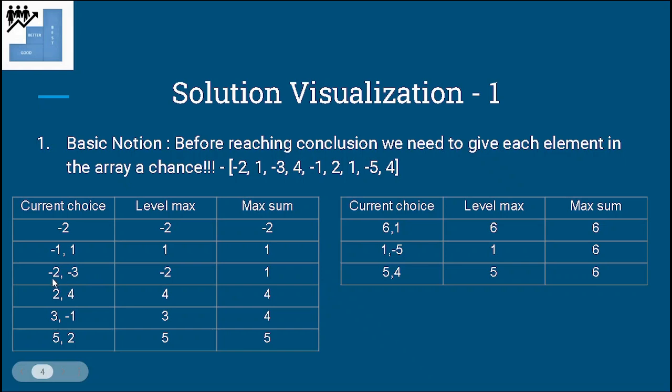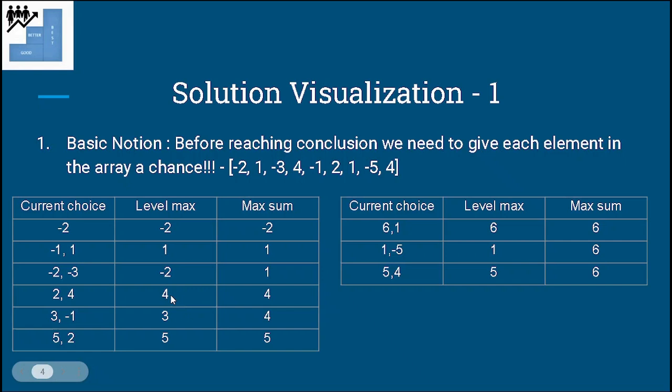Okay, so in these two choices, it says that including the current element with the previous best is better, and the maximum sum till here still remains at 1. All right, now I go on to include 4, and this gives me 2 comma 4. The level max, like the best of these two, is 4, and my maximum sum is now upgraded to 4. So till now the maximum sum I've got is 4, right?